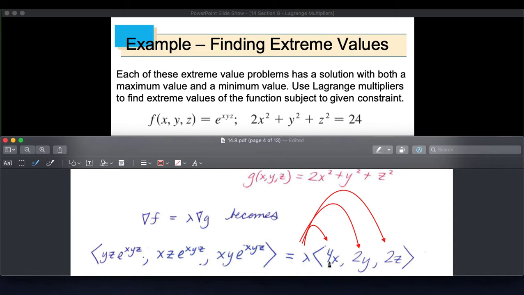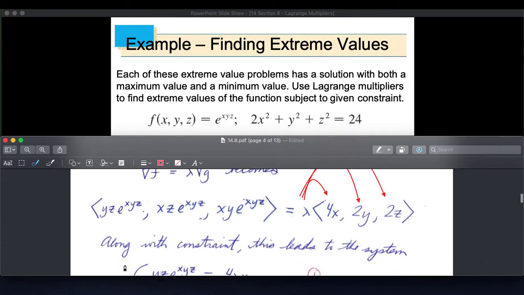Now these are the partial derivatives for our constraint here. So obviously 4x is the partial derivative with respect to x of this guy here. 2y and 2z follow suit. Once again, along with the constraint, we now have our system of equations. In this particular case, our system doesn't just have 3 variables, it has 4, because we have x, y, and z, but then we also have lambda. So if you ever have 4 unknowns, you need 4 equations.